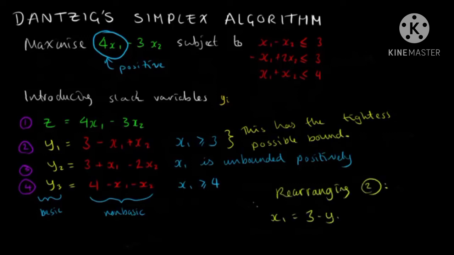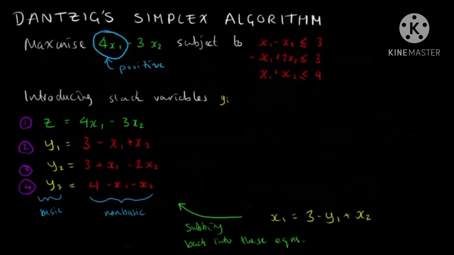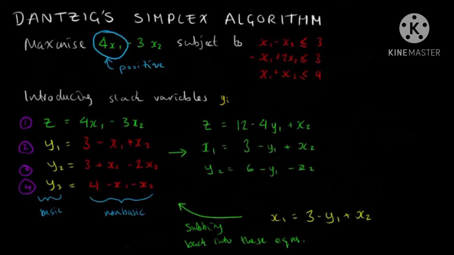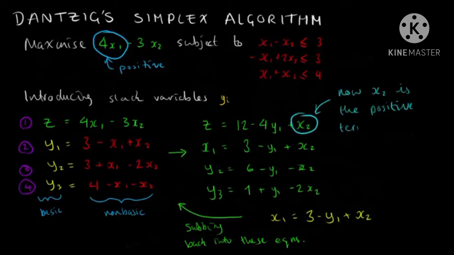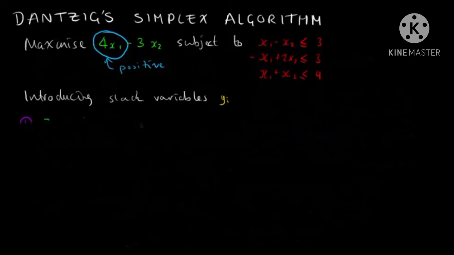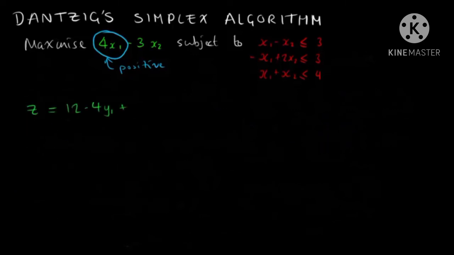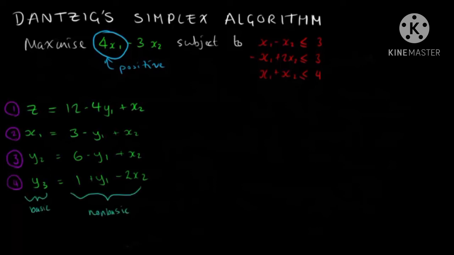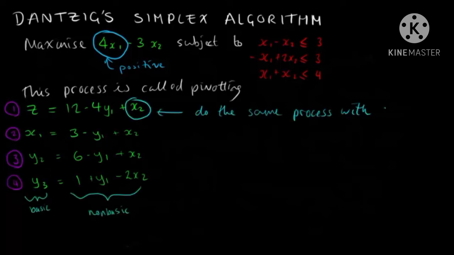We take the appropriate equation and we rearrange it for x sub 1. If we then substitute this value of x sub 1 into the other equations, we get a new set of simultaneous equations. So now the basic variables are x sub 1, y sub 2, and y sub 3, and our non-basic variables are x sub 2 and y sub 1. This process is called pivoting. The previously non-basic variable x sub 1 is called the entering variable, and the previously basic variable y sub 1 is called the leaving variable.